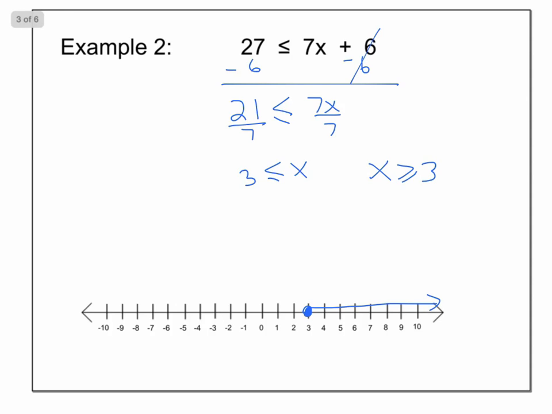I can quickly check my solution by picking a value that is in fact greater than 3. I'm going to choose 6. I will substitute that into my original inequality. That gives me 27 is less than or equal to 42 plus 6. 27 is less than or equal to 48, which is true. 27 is, in fact, less than 48.